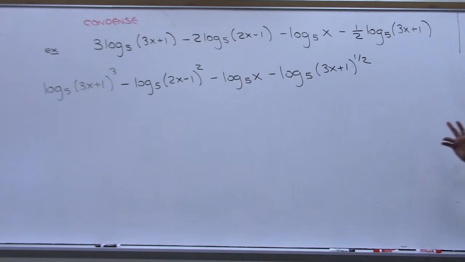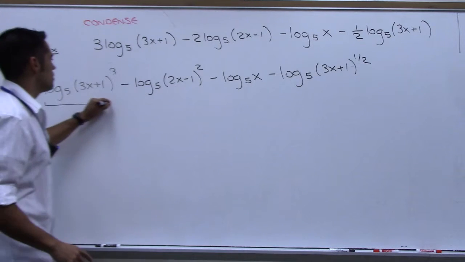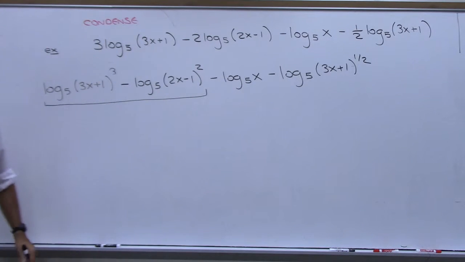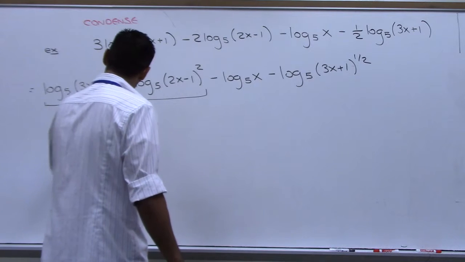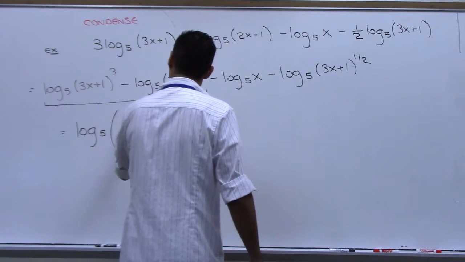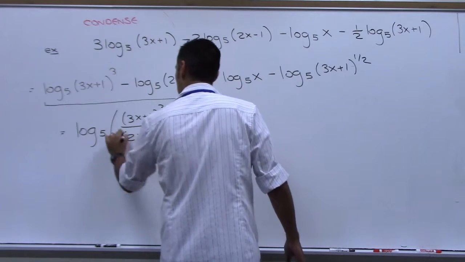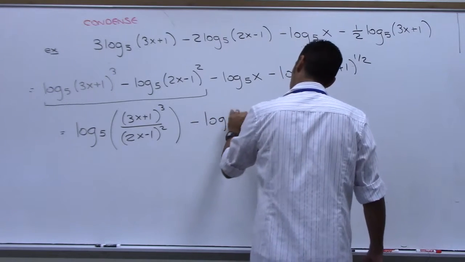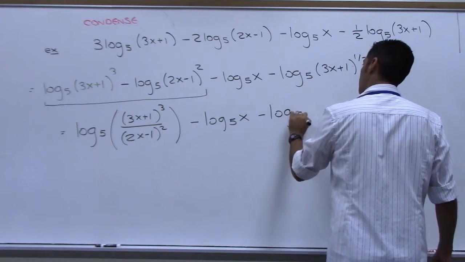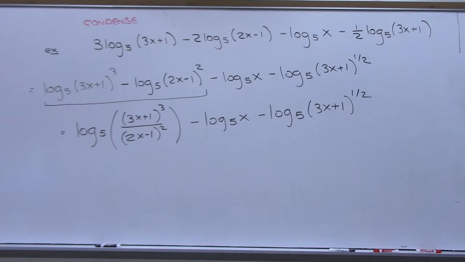Now what I'm going to do is I'm going to work from left to right. I'm going to put these two together first, right? What are those two together? A single log, right? Log base 5 of 3x plus 1 to the third over 2x minus 1. All right, that's the first two together, right?